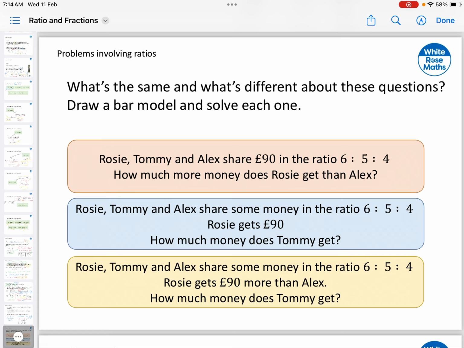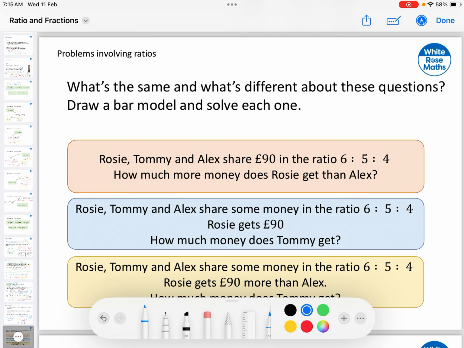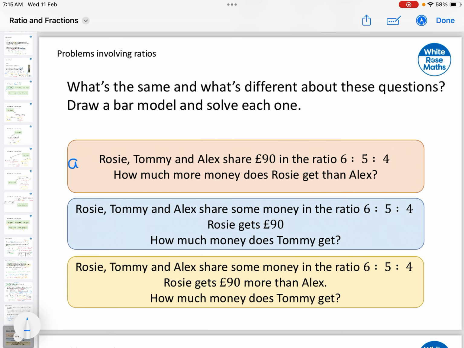We have now three people here, Rosie, Tommy, and Alex. Now, it looks like the exercise is the same. Take a look that they all have the same ratio, 6, 5, and 4. And the amount of money is for all the same, is 90 pounds. The only difference is the focus of the exercise. So what I'm going to do is solve the exercise in 3 parts. We're going to do exercise A, B, and C individually. And we're going to discuss all the different things about them, okay?